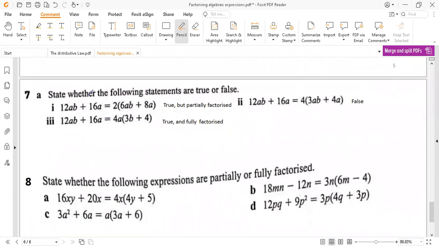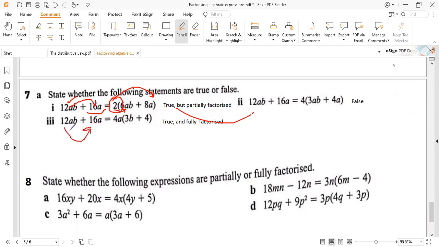If they ask us whether the following statements are true or false, for example, 12AB plus 16A equals 2 times (6AB plus 8A), it is easy to use the distributive law. 2 times 6 is 12, so 12AB, true. Secondly, 2 times 8A is 16A, so true, but it is not fully factorized. Why? It is only partially factorized and not fully factorized, because 2 is not the HCF of the two terms.